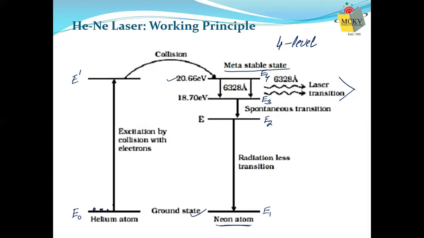These helium atoms take the energy from the electrons and they are excited to E dash. Helium atoms are excited, not the neon atoms. Why? Because helium atoms are light. They are lighter than neon atoms. So they will be excited by the electric discharge.